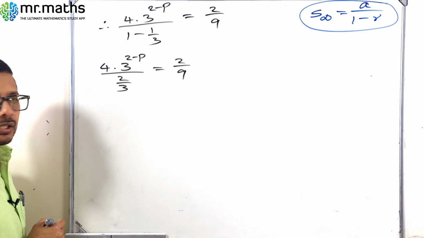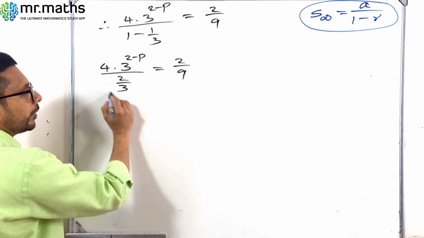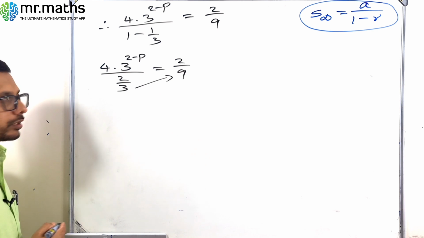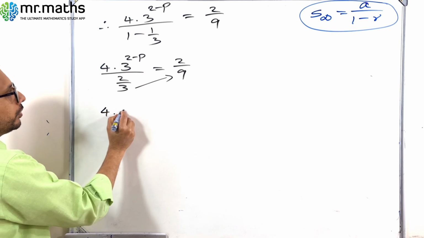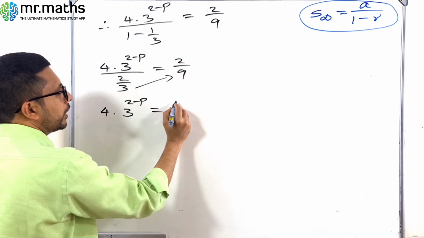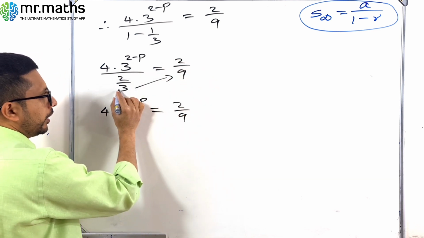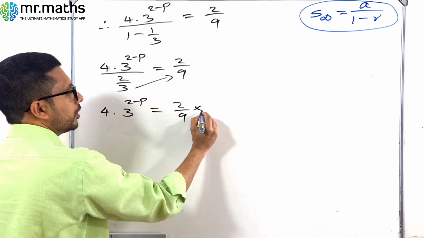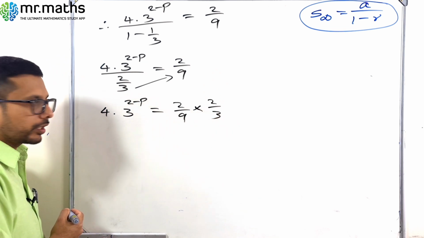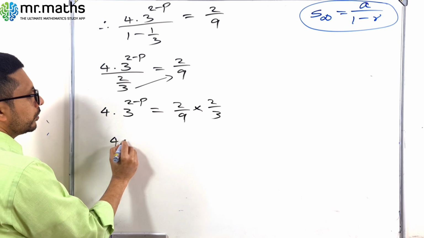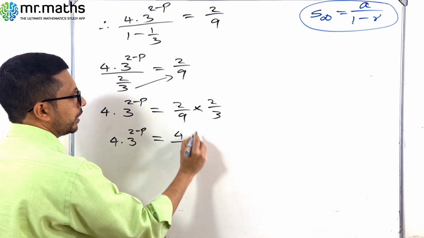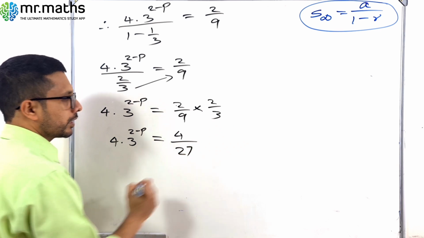You understand? Okay, so here this is the denominator, division. If I want to take this to the other side, it is multiplication. So 4 into 3 raised to 2 minus p is equal to 2 over 9, then I am going to multiply by this 2 over 3, so times 2 over 3. You understand? Okay, so 4 into 3 raised to 2 minus p is equal to 2 times 2 is 4, 9 times 3 is 27.